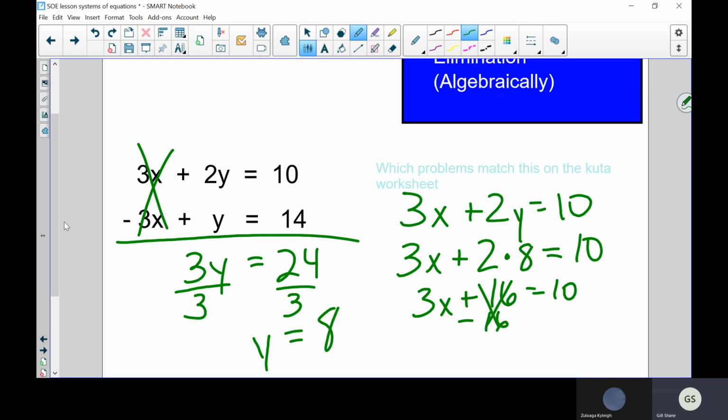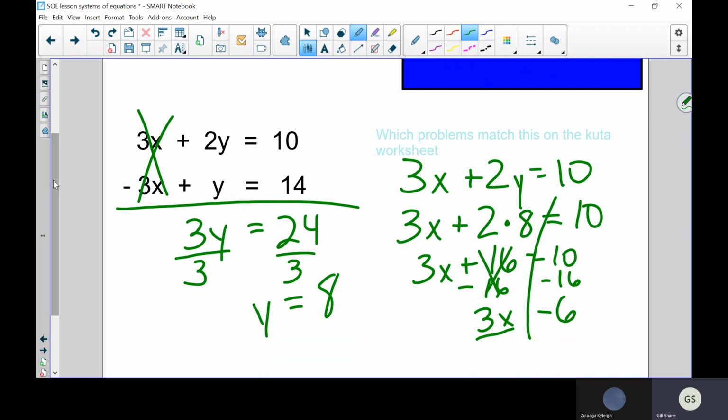Okay. So now if I subtract 16 there, subtract 16 there, I get 3x equals 6. So if I divide both sides by 3, you get 2, negative 2 technically. So my x is negative 2 then. So you do have to do both variables in most of the problems.